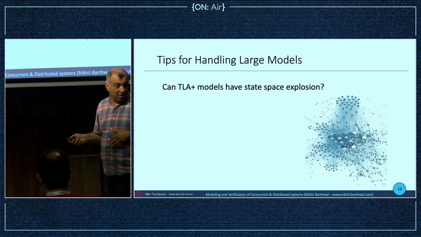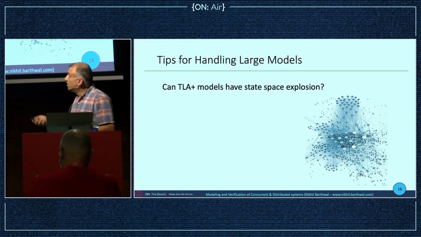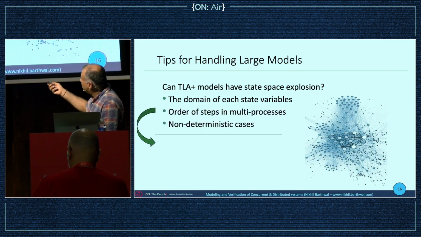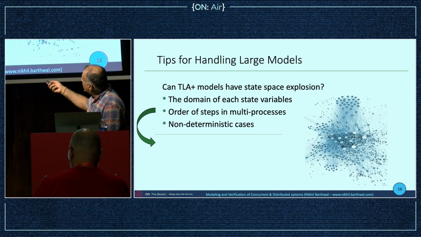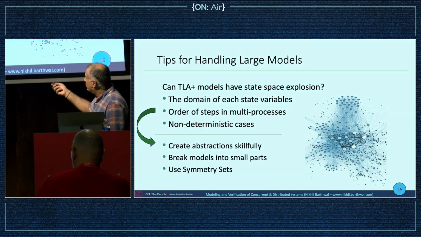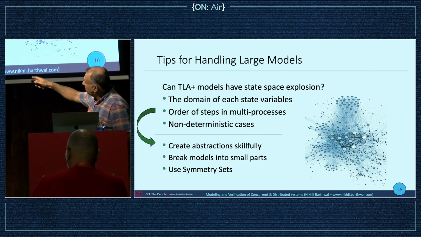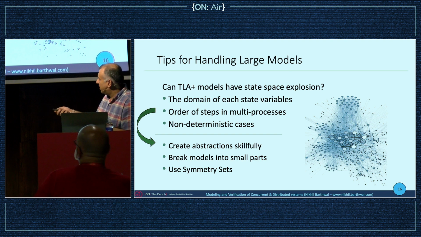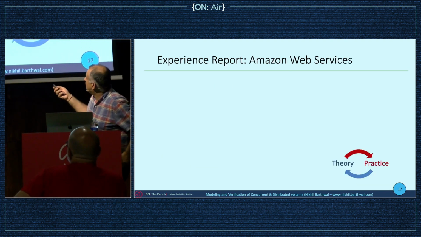So, tips for handling large models, right? In TLA+, reduce the domain, order steps in multiple processes, these can have state saved, create your abstractions, skillfully break your models into small parts, and there's something called symmetry sets. Like if I have a set and there's an error in 2 elements, then there's probably an error in all elements. So you can use these symmetry sets.